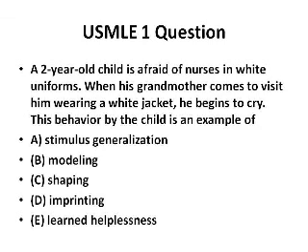Okay, and let's look at one more question. A 2-year-old child is afraid of nurses in white uniforms. When his grandmother comes to visit him wearing a white jacket, he begins to cry. So this behavior by the child is an example of A, stimulus generalization, B, modeling, C, shaping, D, imprinting, or E, learned helplessness. Well, I think here the correct answer is A, stimulus generalization. The child has a response to a specific stimulus, which is white uniforms. And whenever the child sees someone else with a white piece of cloth, he will have the same response to that stimulus. So what the child has done is generalize the response to the stimulus. So it's a stimulus generalization.